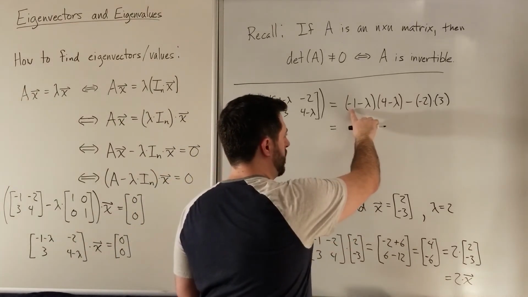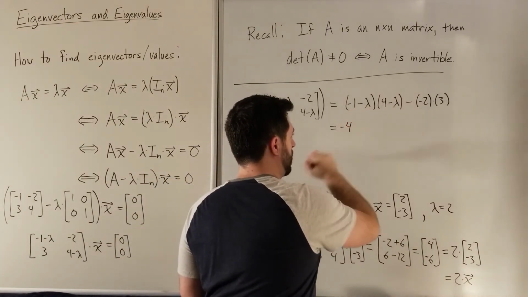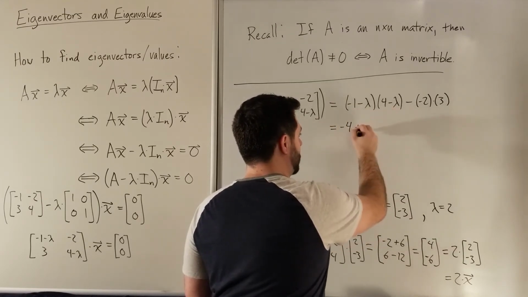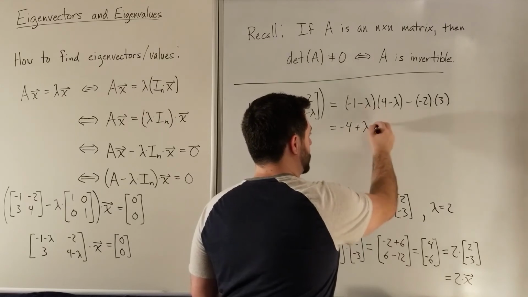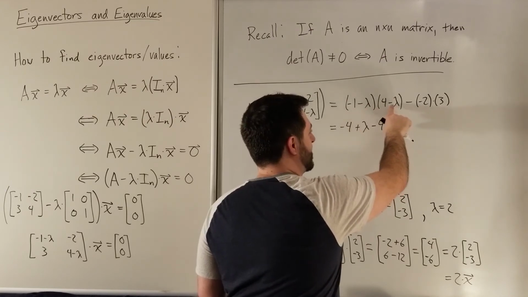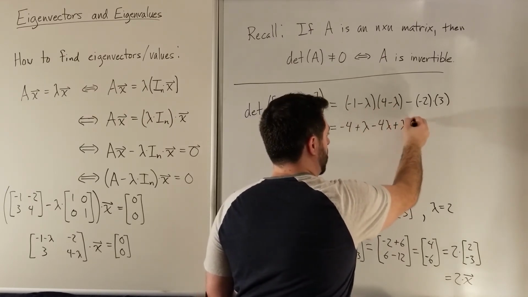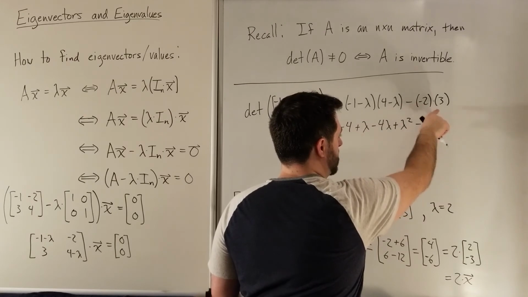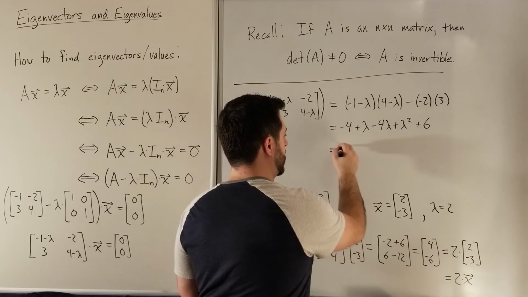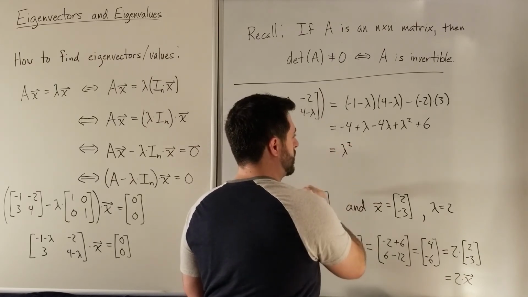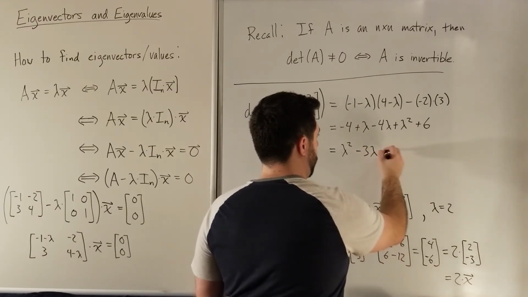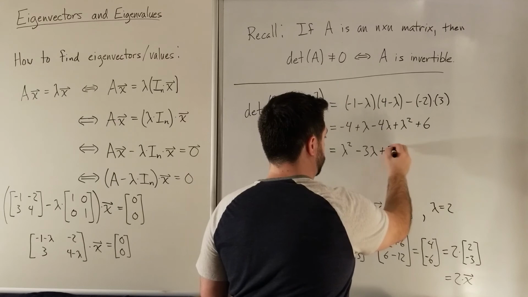Okay, so we have -1 times -4, sorry, -1 times +4, plus -1 times negative lambda, plus negative lambda times +4, plus negative lambda times negative lambda. And this is minus -6. All right, combining like terms, we're going to get lambda squared minus 3 lambda, and then -4 and +6 make +2.